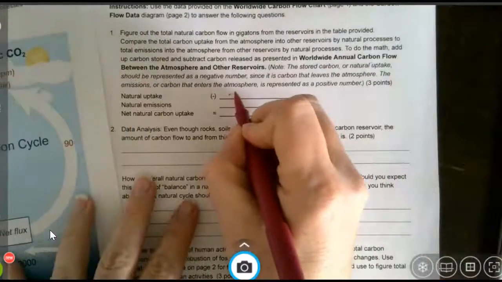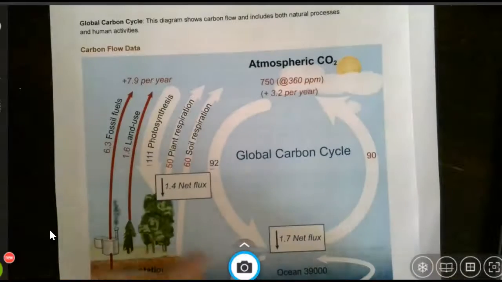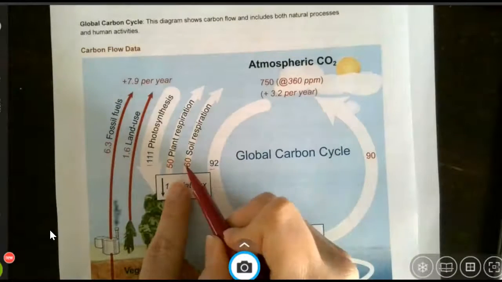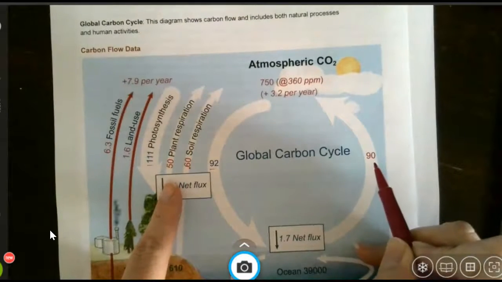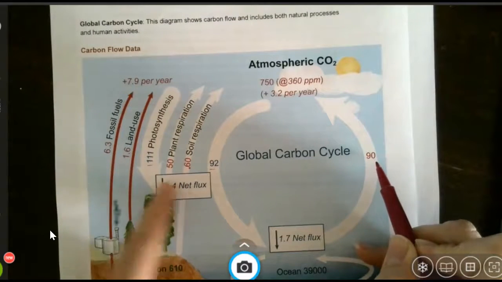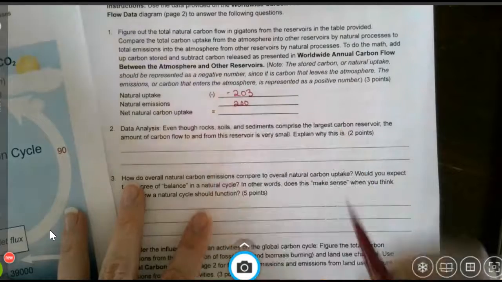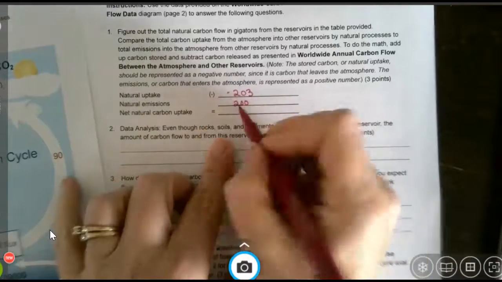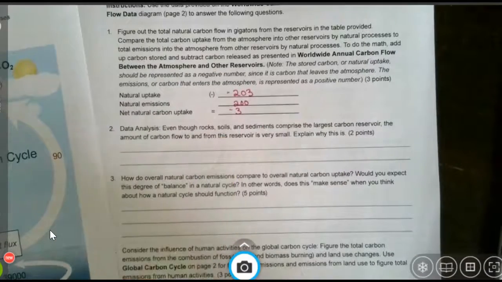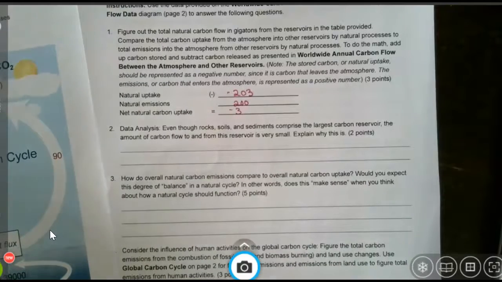So negative 203 gigatons. And then what do we have being emitted, natural emissions? We have 50 plus 60 plus 90. So 50 plus 60 is 110, plus 90 is 200. So we have 200 gigatons going into the atmosphere, which if you add negative 203 plus 200, you get negative 3 gigatons. Okay? Being reduced, meaning it's coming out of the atmosphere, it's getting stored.